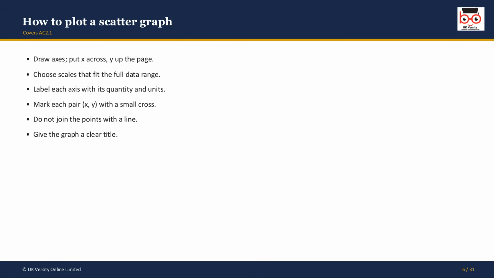Plotting a scatter graph carefully matters. Draw your axes with x across the page and y up it, and choose scales that fit the full range of the data. Label each axis with its quantity and units, then mark every pair with a small cross. Crucially, don't join the points up with a line, and give the graph a clear title.